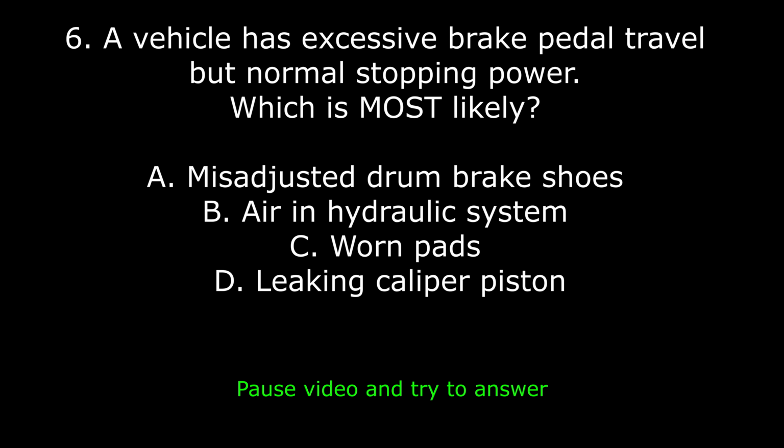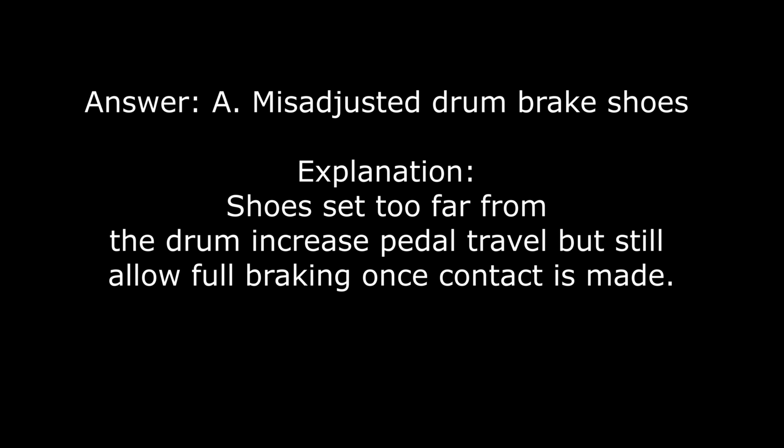6. A vehicle has excessive brake pedal travel but normal stopping power. Which is most likely? A. Misadjusted drum brake shoes. B. Air in hydraulic system. C. Worn pads. D. Leaking caliper piston. Answer: A. Misadjusted drum brake shoes. Explanation: shoes set too far from the drum increase pedal travel but still allow full braking once contact is made.